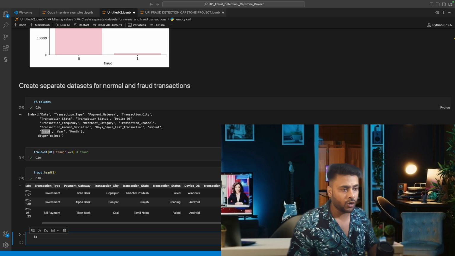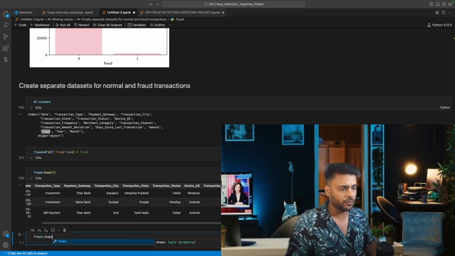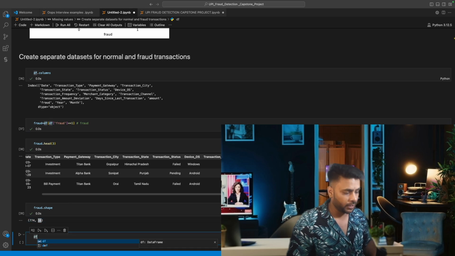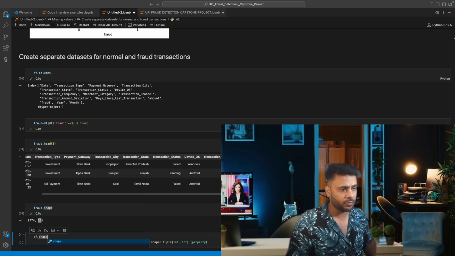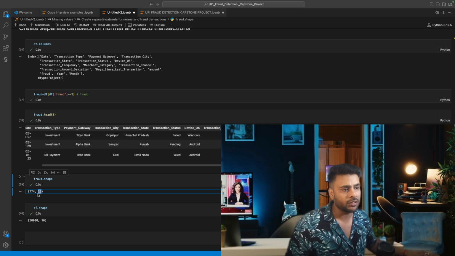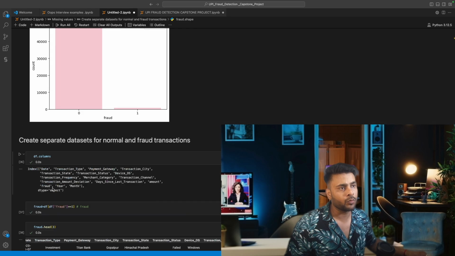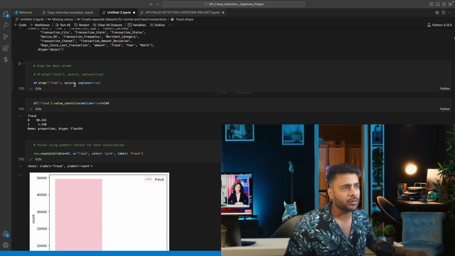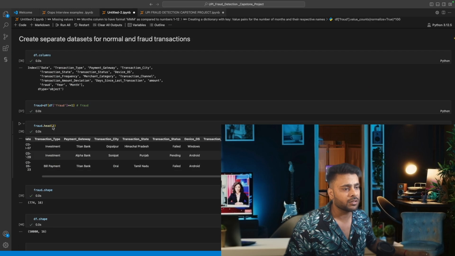And if I want to see how many rows I have, I can see that there are 774 rows with 16 columns. If I show you df.shape, I had 16 columns. So even in the fraud data set, if I take the snippet of only fraud data, the columns will be the same, but the number of rows will be 774, which is close to 1.5% of the data.